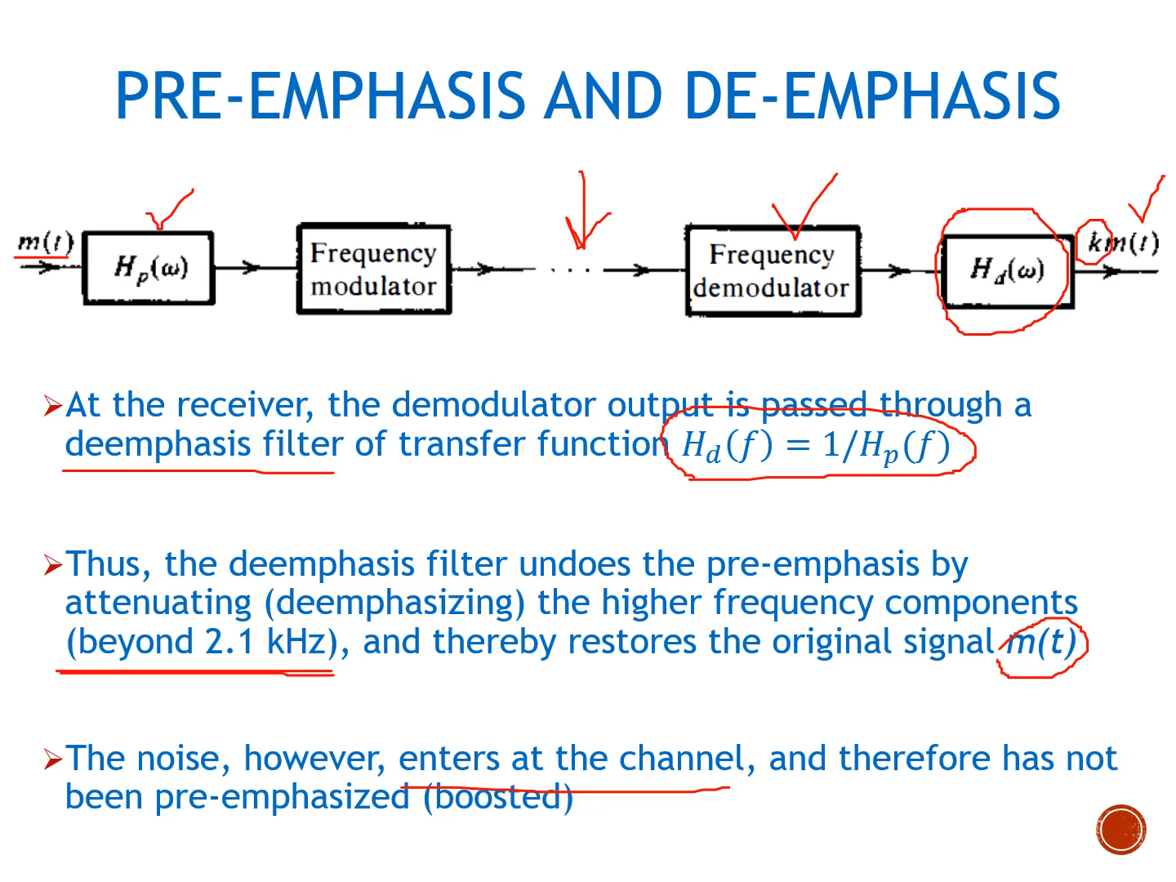So this pre-emphasis has been done before the noise enters, and de-emphasis is done after the noise enters. When we de-emphasize, when we attenuate the high frequency components, we effectively bring the signal back to the value of m(t), and another effect that we get is that the noise is further reduced. It's also de-emphasized along with the signal that is received after the demodulator. So noise is not pre-emphasized because pre-emphasis is before the noise enters, but it has been de-emphasized, so that's why the overall noise is reduced in this complete transmission system.